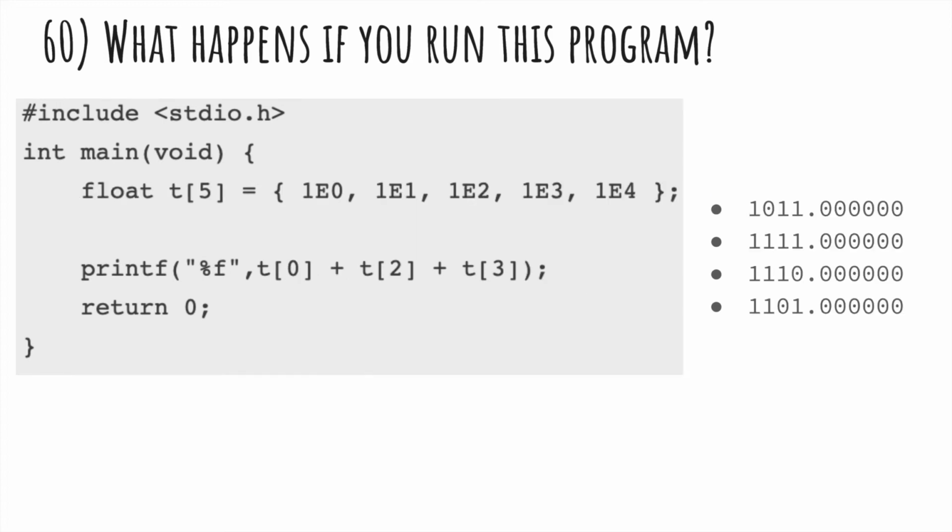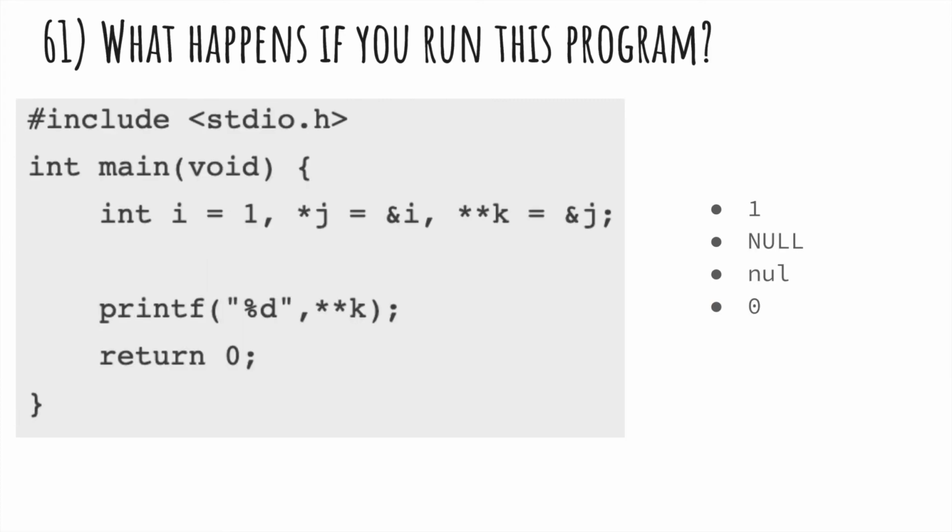And the next question, you have t of 0, which is 1, plus t of 2, which is 1 times 10 to the second. So that's plus 100, and then plus 1,000. So your answer is 1,101.